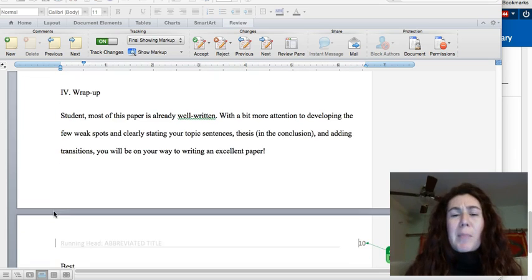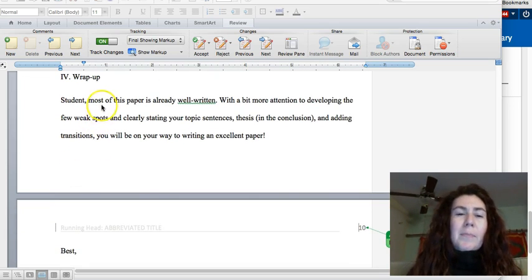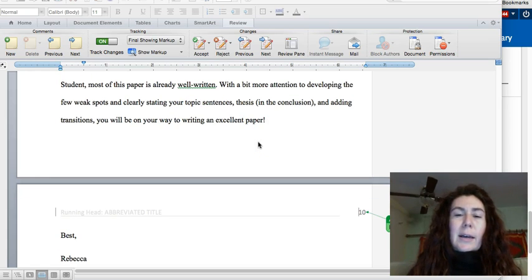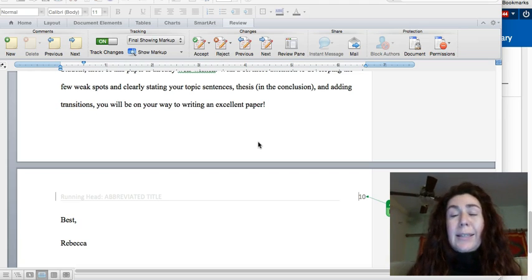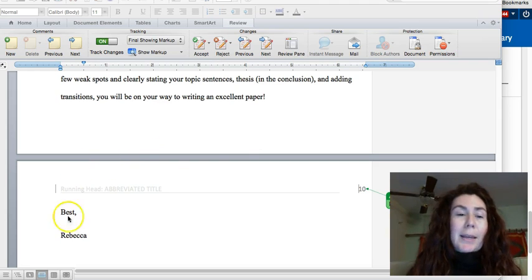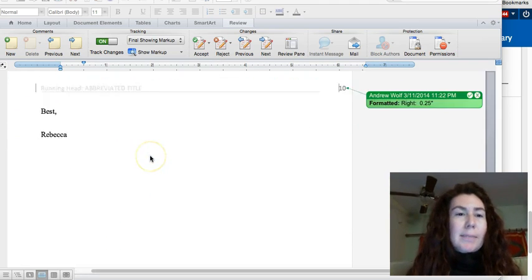And then here's my wrap up. Very simple. This paper is already well written, with a bit more attention to the weak spots that I pointed out, and making sure that you have topic sentences, making sure that you have your thesis clearly marked in your intro and your conclusion, and with transitions. This is going to be an excellent paper. And I just signed my name, and that's it. Boom, you're done.